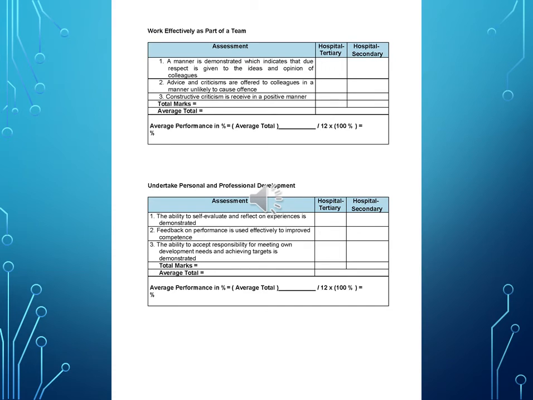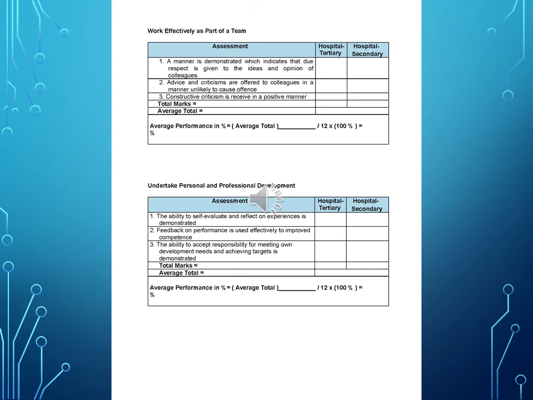Assessment: hospital tertiary, hospital secondary. 1. A manner is demonstrated that indicates due respect is given to the ideas and opinions of colleagues. 2. Advice and criticism are offered to colleagues in a manner unlikely to cause offence. 3. Constructive criticism is received in a positive manner. Total marks equals. Average total equals. Average performance in percent equals. Average total over 12 x 100% equals.